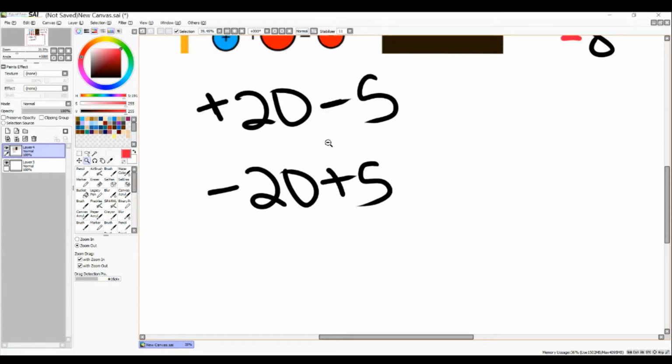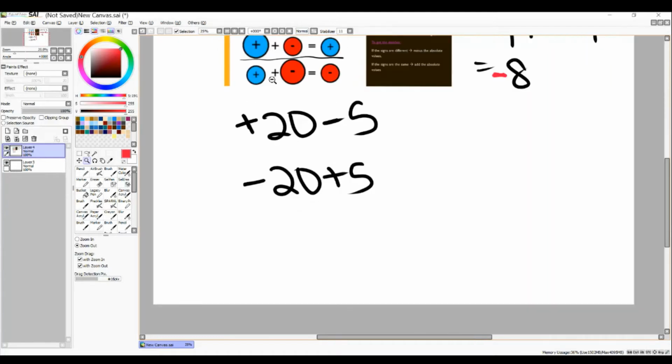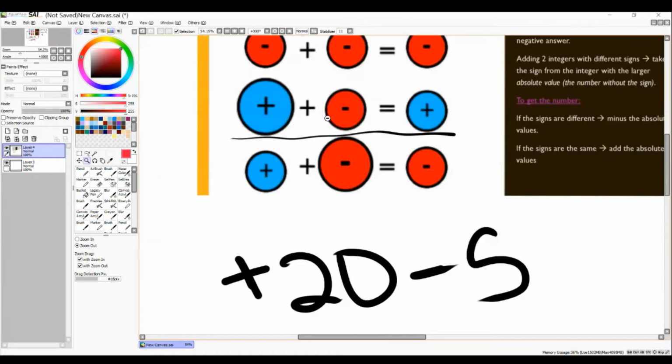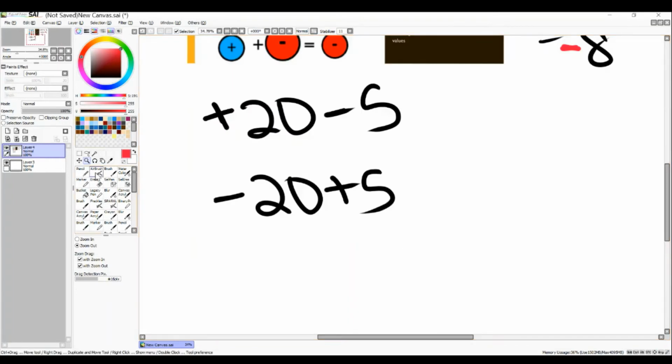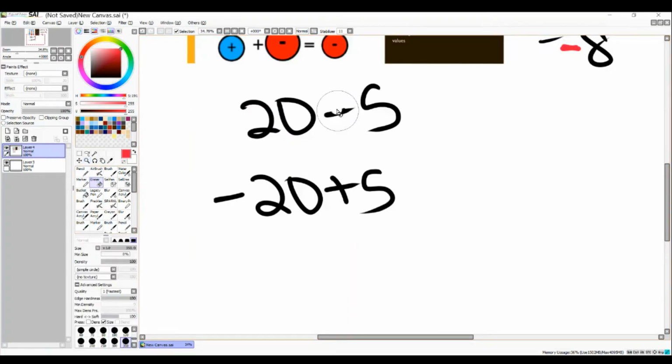All right, now here's where things start to become a bit tricky. I want you to look at these circles here. Do you see the blue circle is bigger than the red circle, and the outcome is a blue circle? Yep. I want you to pretend these signs don't exist right now. Which one is the bigger number? 20 or 5? 20. 20 is the bigger number. Let's put back the signs that were there. Positive 20, negative 5.